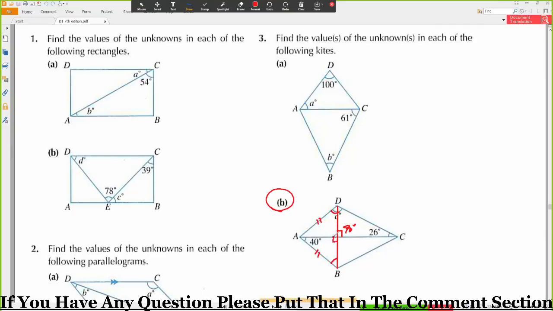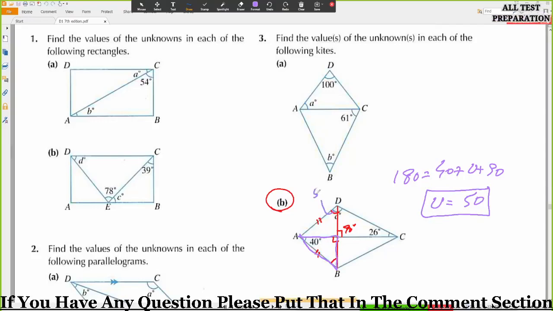So this angle is 90 degrees. So we will need to consider this triangle. So 180 degrees is equal to 40 plus unknown plus 90. So the unknown angle will be equal to 50. As these two sides are equal, this angle will be equal to 50.